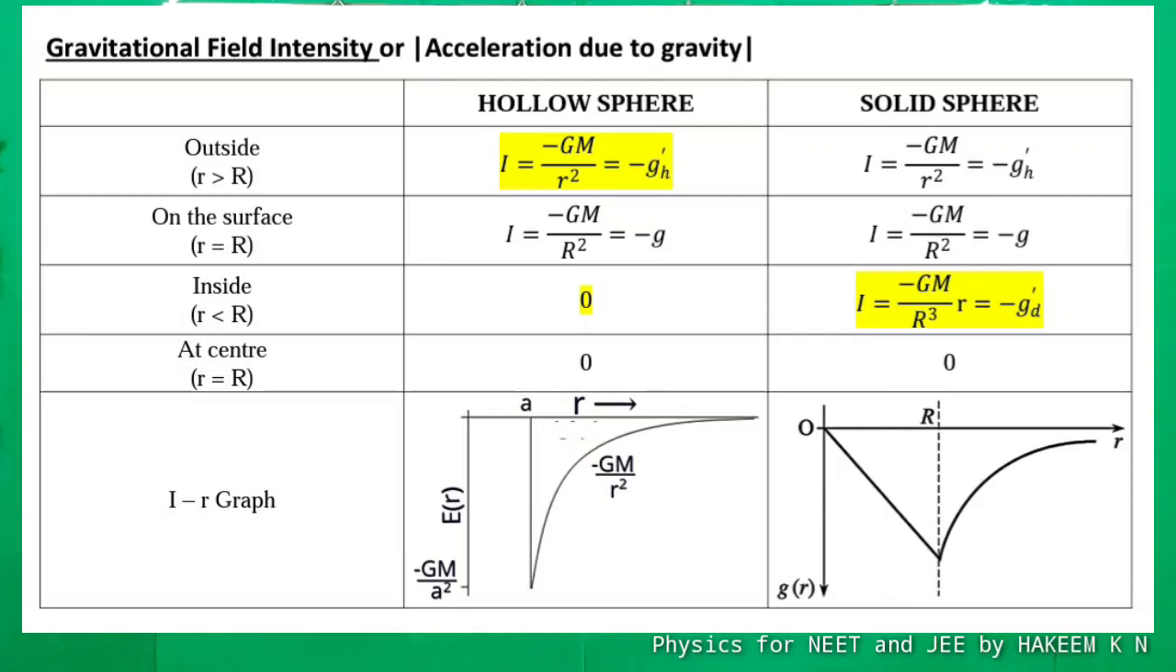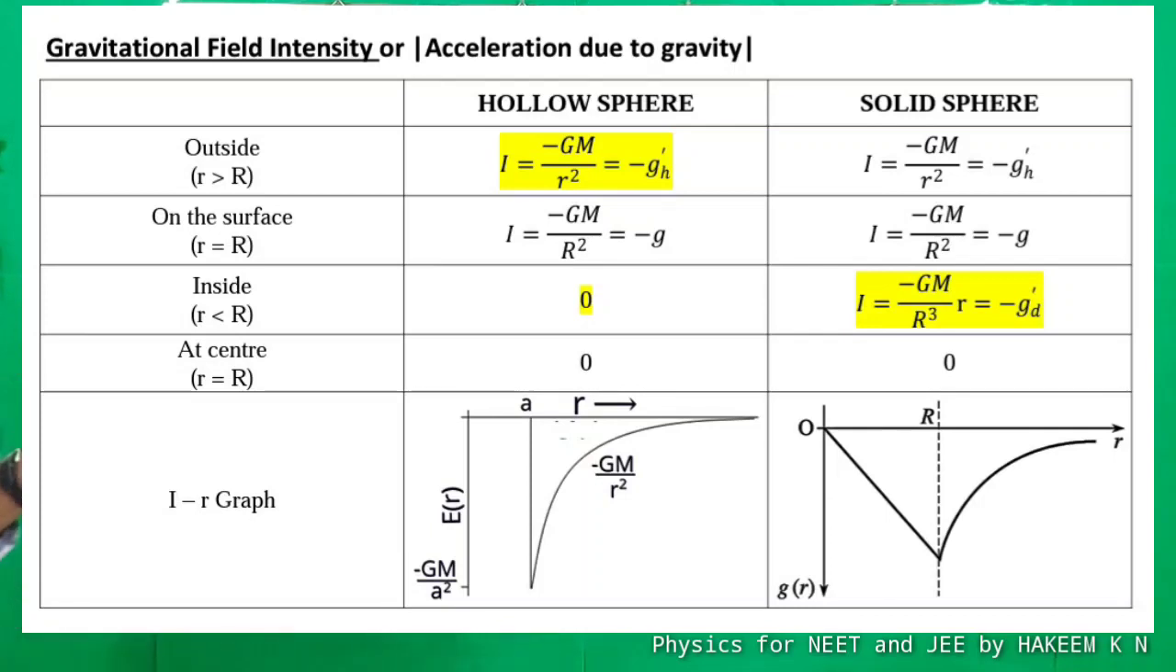Okay, hollow sphere, solid sphere. Outside means distance greater than the radius of the body. Gravitational field intensity is equal to minus GM by r square. It is the negative of acceleration due to gravity, that is why minus g dash. And for a solid sphere it is also minus g dash. On the surface it is equal to minus g, because small r becomes capital R for both the hollow sphere and the solid sphere. When we are taking conditions of Earth, we will always consider a solid sphere.